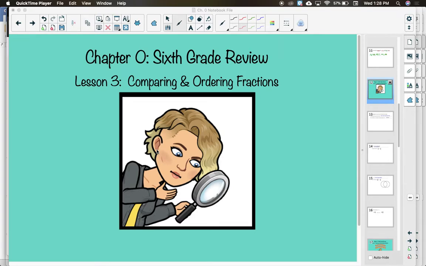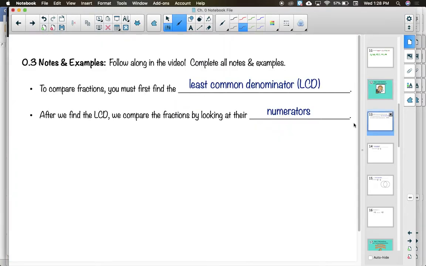Okay, this is our third lesson in chapter 0, and this one's about comparing and ordering fractions. And we're going to get started with some notes. So first, to compare fractions, you must first find the least common denominator. We're going to call that the LCD.